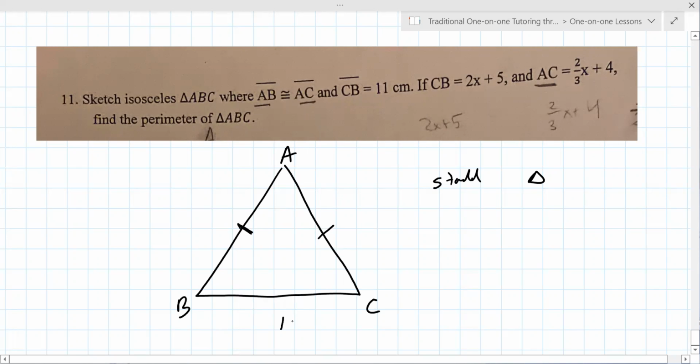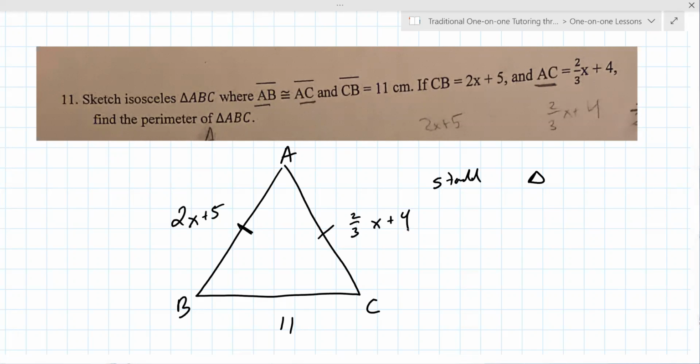CB is 11. I think you made that clear in yours. And then it says if CB is 2x plus 5, so I'm going to go ahead and label that. And AC is 2/3 x plus 4. Find the perimeter of triangle ABC. So you need all three sides, but really you only need either AB or AC because they're congruent.